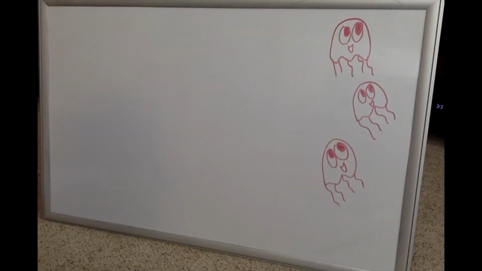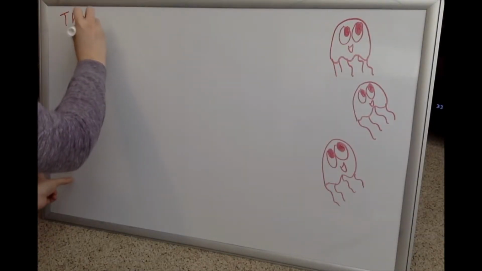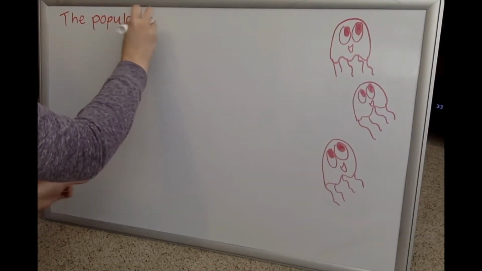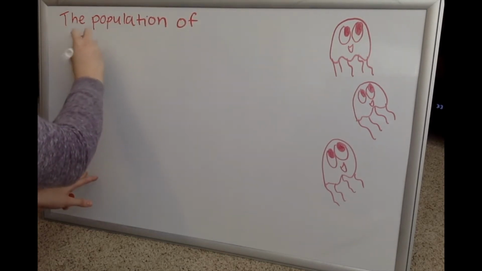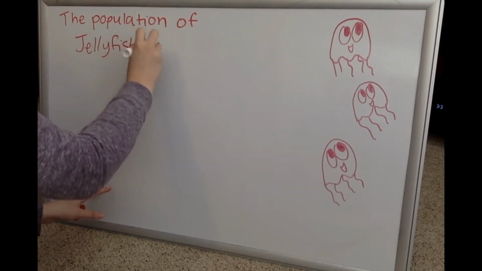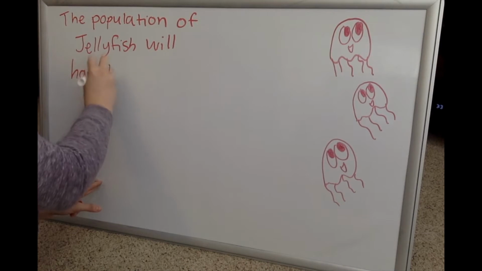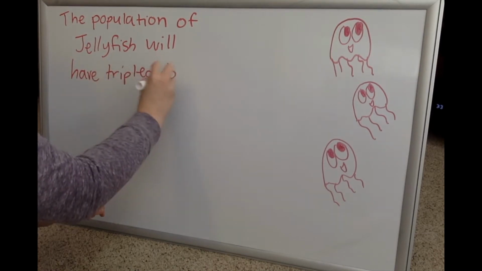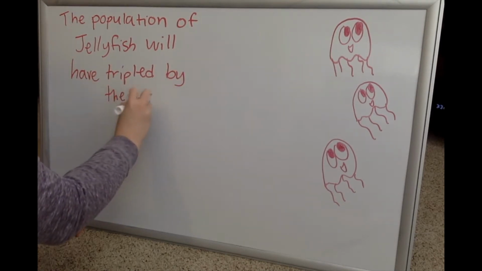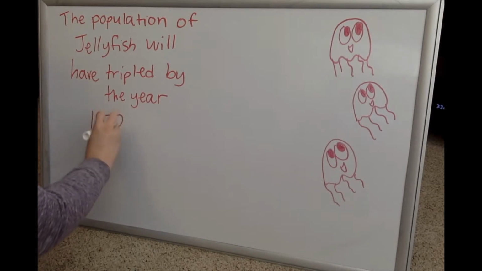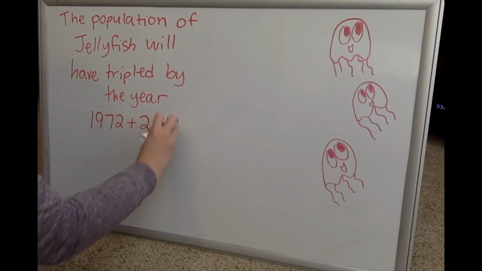This means that the jellyfish population is tripled 2 years from the initial date, which was 1972. 1972 plus 2 equals 1974. Therefore, the population of jellyfish will have tripled by the year 1974.